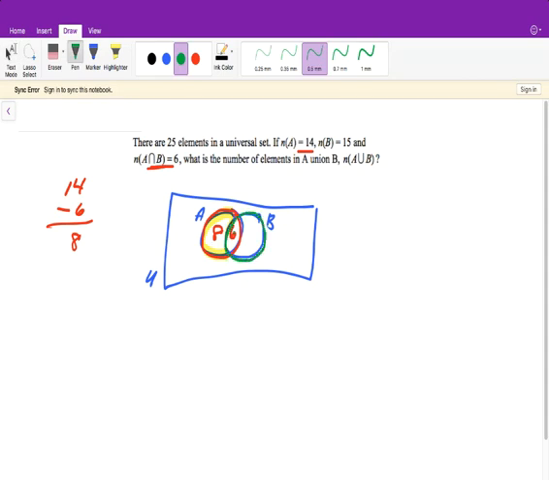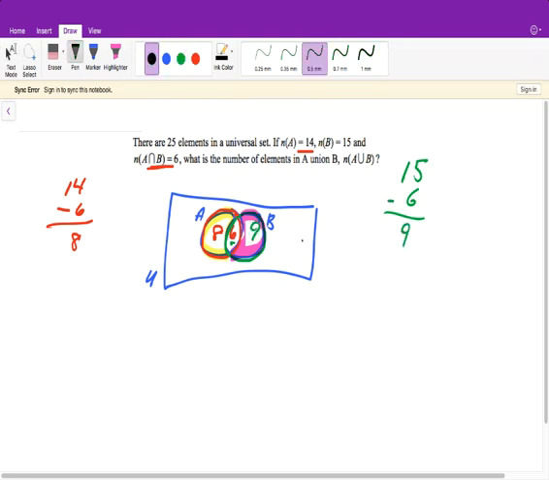So same thing as before, we're already accounting for 6 of them here. Now we need to figure out how many elements are just in circle B, or just in set B. There are 15 total elements in B. Sorry, let me not use a marker, but let me use a pen. So there's 15 elements in set B, and we already know that 6 of them are accounted for. So 15 minus 6 is 9. So this 9 has to go in here.